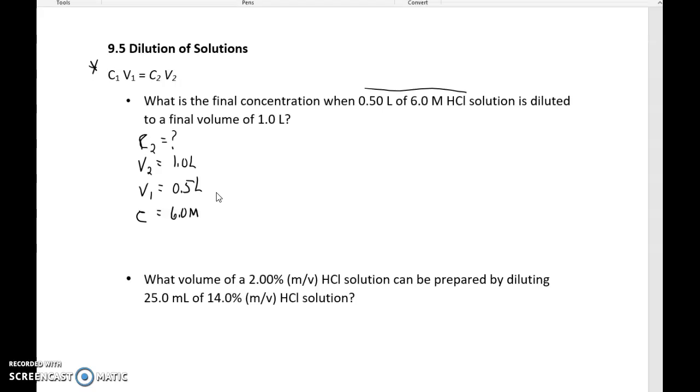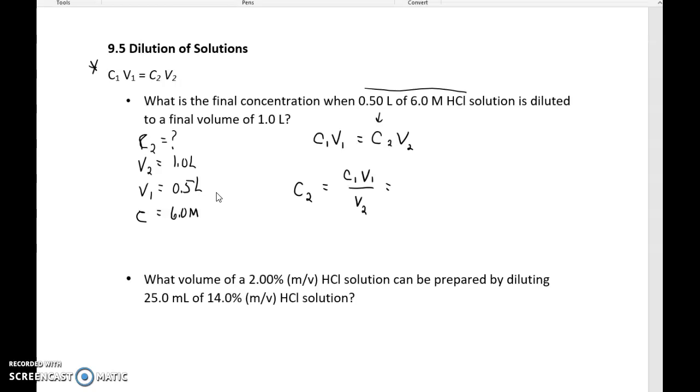We need to make sure we put units on all these. Okay, so this is our equation. C1 V1 is equal to C2 V2. And we have everything except for C2. So I want to solve this equation for C2. C2 is going to be equal to C1 V1 divided by V2. If you don't believe me, get out your algebra textbook and practice.